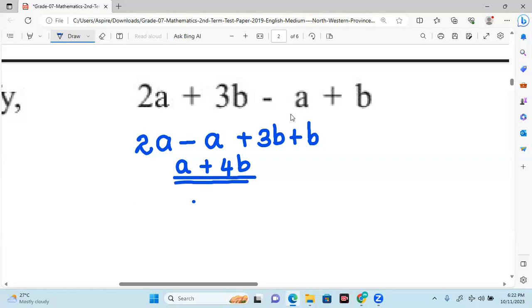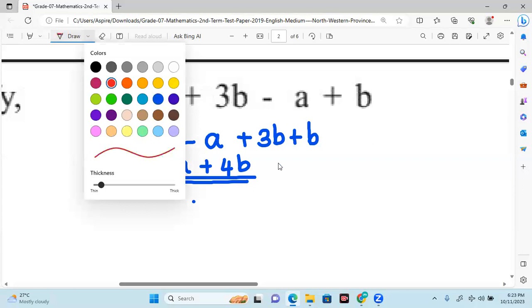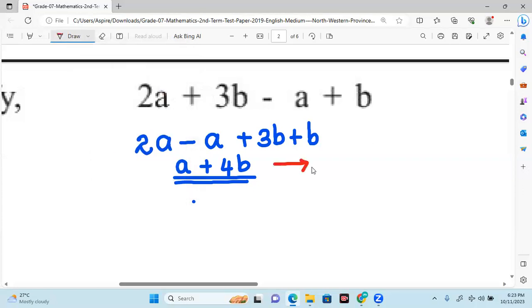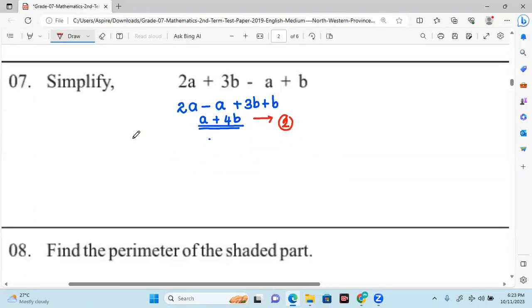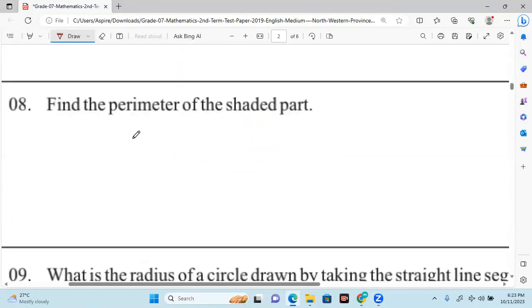When you take this a near to the 2a, then 2a subtract a is a. Then 3b plus b is 4b. If you get this correct answer, you can obtain 2 marks. What is the rule we have to follow here? We have to take the like terms near to each other, then simplify. Okay, seventh one done. Next, eighth one.